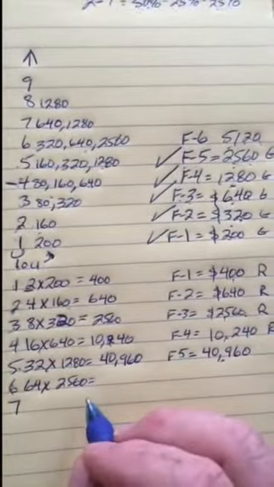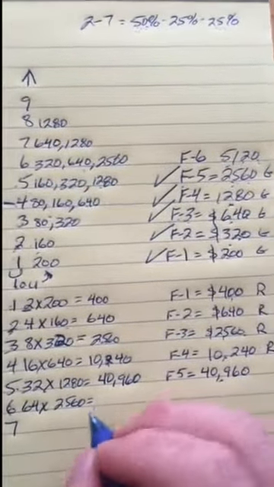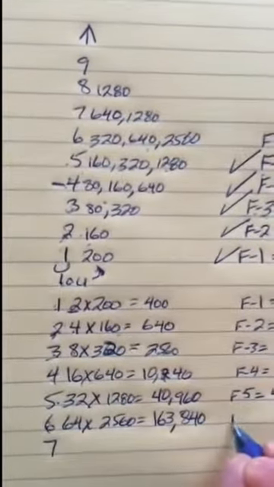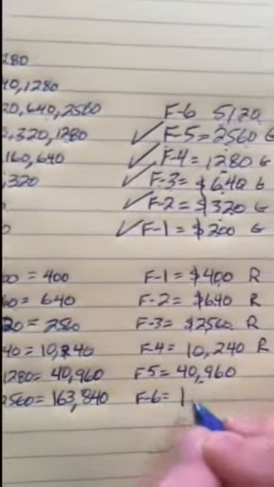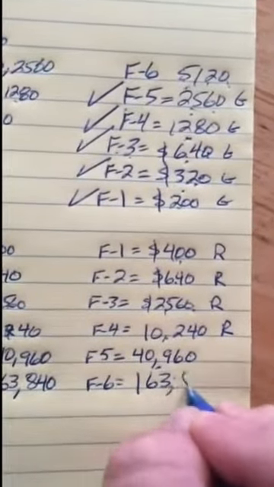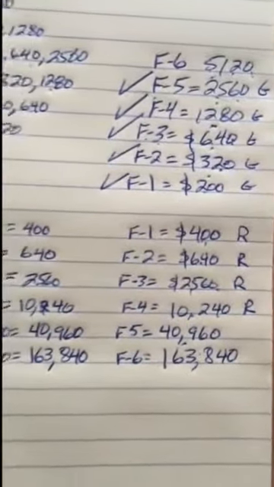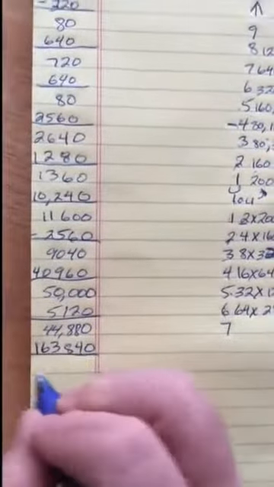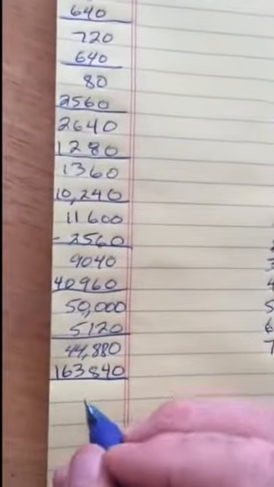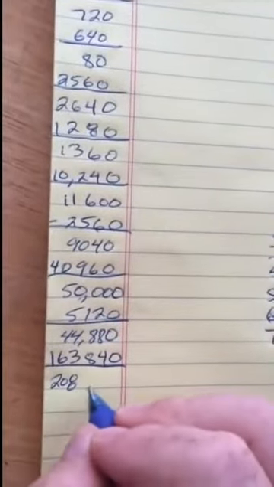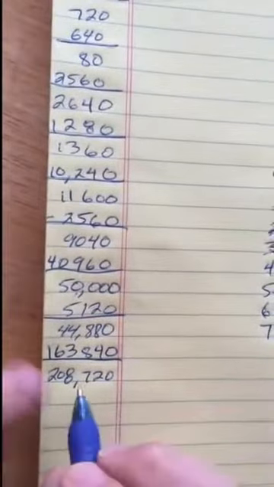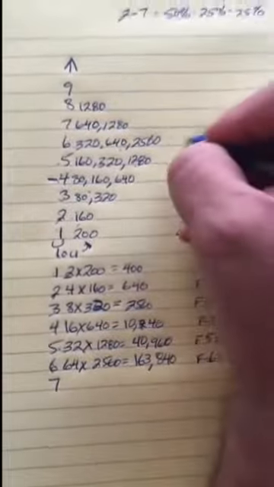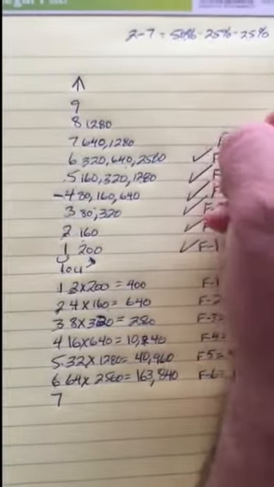Now, 64 times 2560 is $163,840 on floor 6. Add that over here to your project fund, and that leaves you a total of $208,720 in your project fund. Now, we're going to do one more step. We're going to fund floor 7.